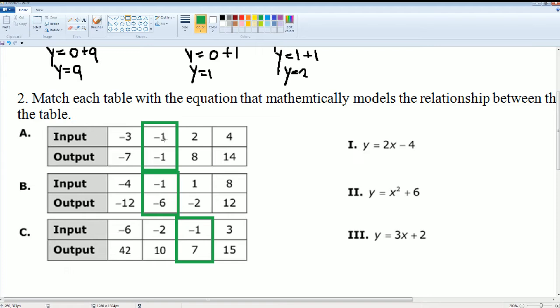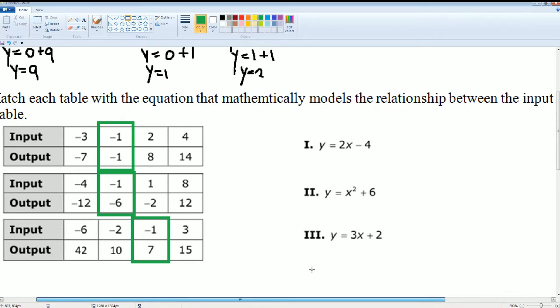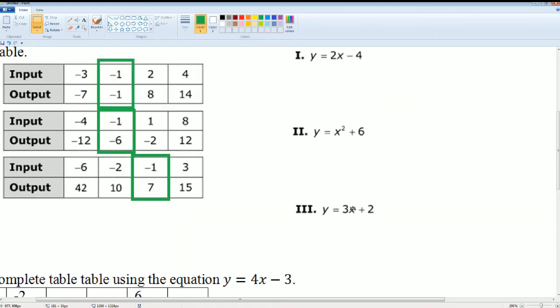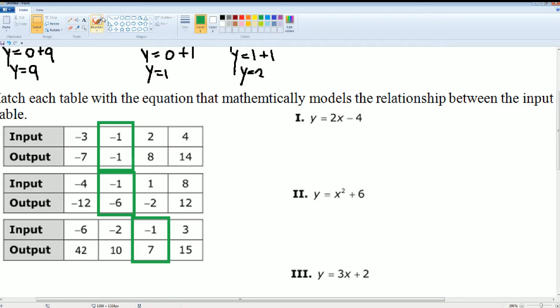So let's do that. For A, if we plug in a -1 for x, our y should be -1. Same thing for B. If you plug in -1 for x, your y should be -6. For C, if you plug in a -1 for your x, your y should be a 7. All right, so let's take a look. Let's do this one. Let me just separate it to give it a little bit more room, okay? All right, so let's do this one.